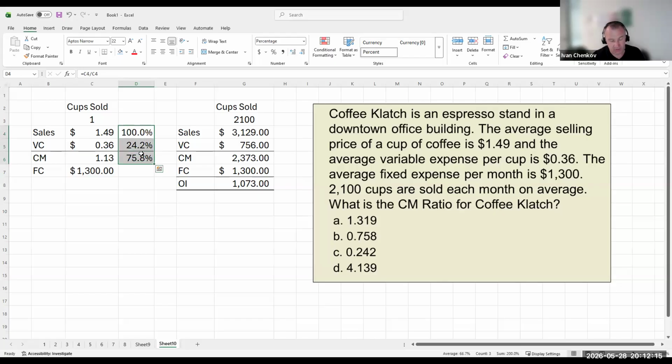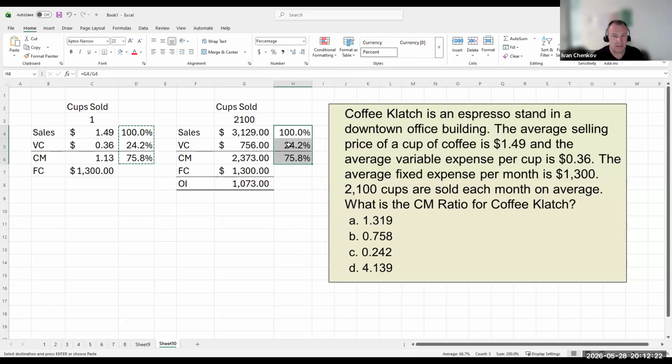So let's calculate what's going to happen if we flip those percentages here. And magically, we're supposed to get exactly the same percentage, which we're getting. So regardless of whether you're using it per unit or in total, the contribution margin ratio is always going to stay the same. Now let's go back to the slides and continue with this question.